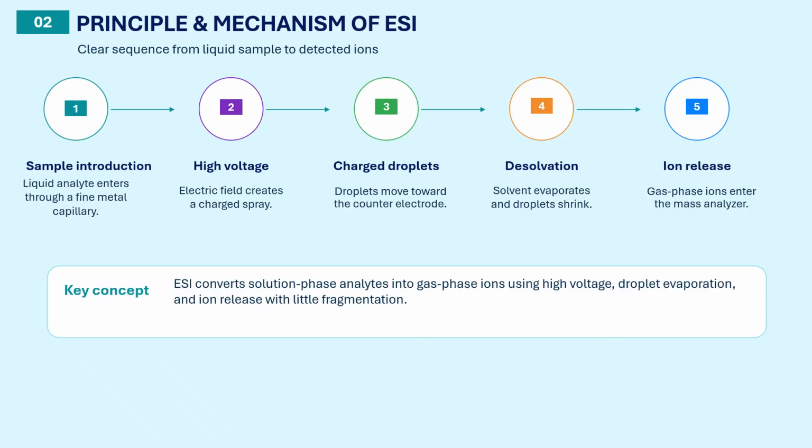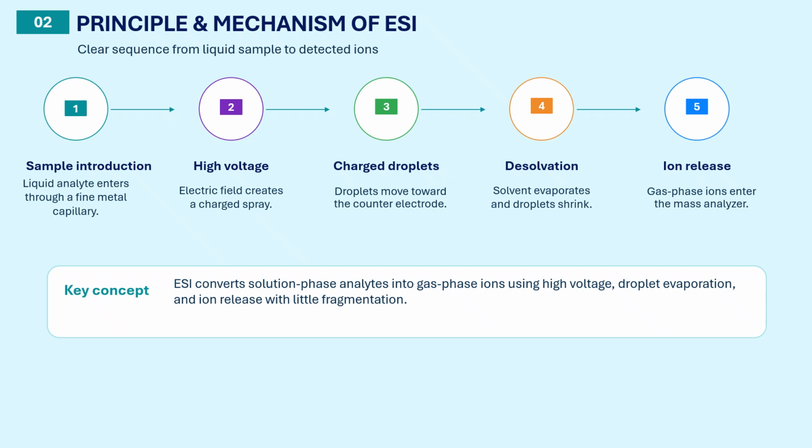Now let's discuss the principle and mechanism of electrospray ionization, or ESI. The basic principle of ESI is very simple. It converts a liquid phase analyte into gas phase ions using high voltage, droplet evaporation, and ion release. In ESI, the sample is not first converted into a solid or gas manually. Instead, the sample solution is directly introduced into the ionization source. This is one reason why ESI is very useful in LCMS analysis.